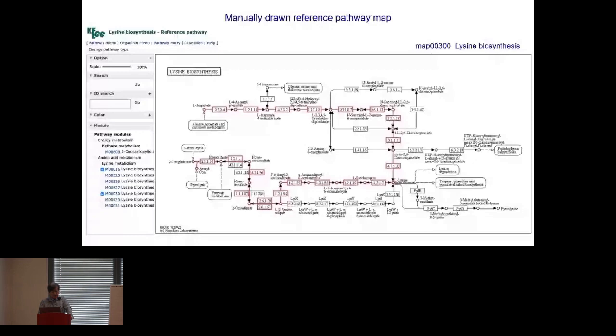The way we do annotation of genomes and metagenomes, we assign KO identifiers to the genes, and by reconstructing this type of maps, we can be sure that the KO assignment is also pretty good.